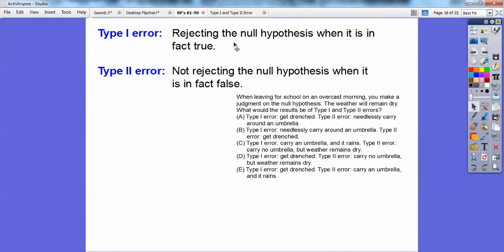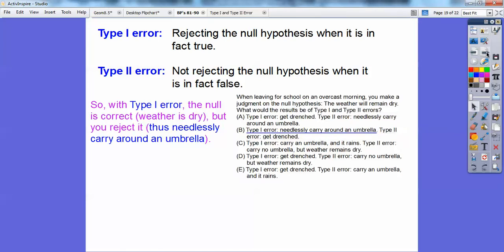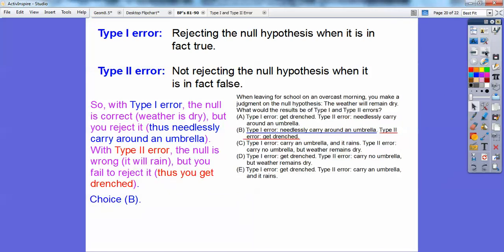My null hypothesis is the weather's going to remain dry. To make a type 1 error, we reject the null hypothesis and conclude that it will be wet. So type 1 error is the null hypothesis is correct, the weather is dry, but you reject it, thus needlessly carrying around an umbrella. This second part right here is type 2: the null is wrong, so it's going to rain, but you fail to reject it, which means you get drenched because you didn't bring an umbrella. You've got to cipher through all that wording, and you find out that choice B is that one.